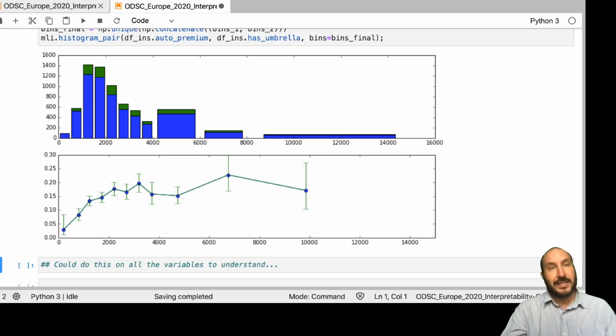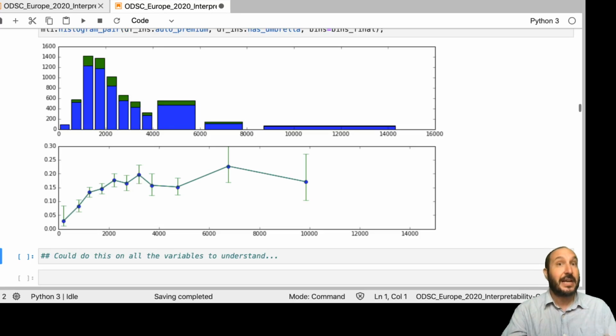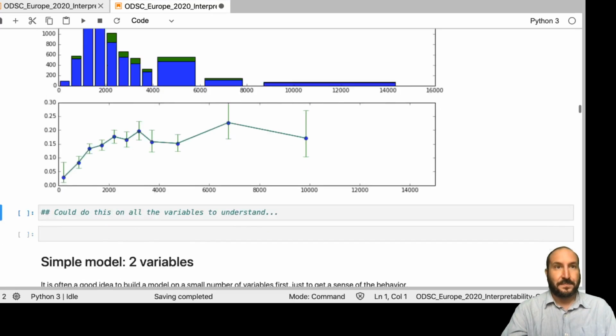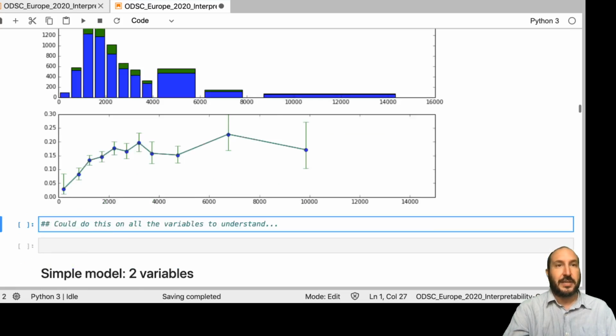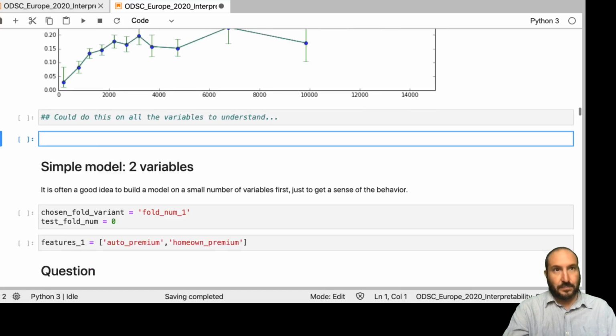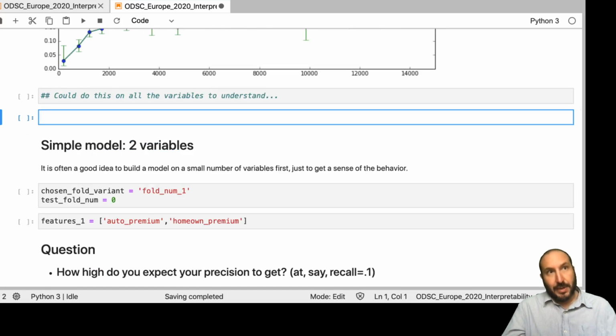But what you should get out of that is that it's certainly not just a straight linear relationship. It seems to be generally increasing, and it might dip down a little bit, but it's certainly not linear, and it certainly has a lot of information. We could, in theory, do this for all of the variables to understand them. For now, we'll just focus on these two variables. But if you really wanted to dig into your data, you might want to do this exploration on every single one of your variables to really understand the marginal relationship between your predictor and the target.